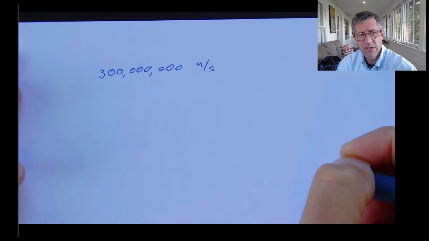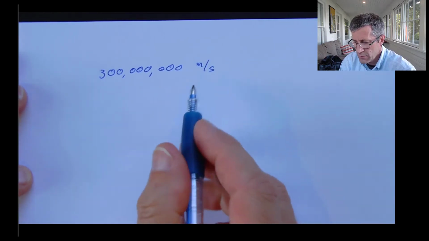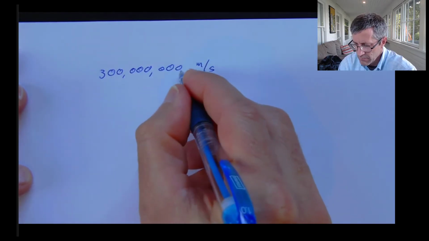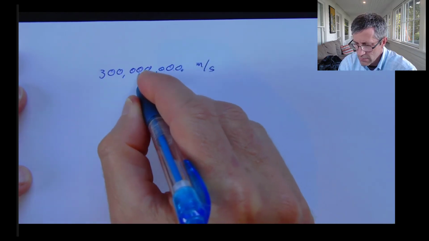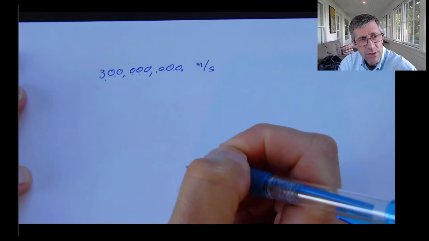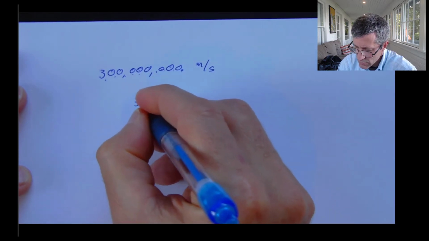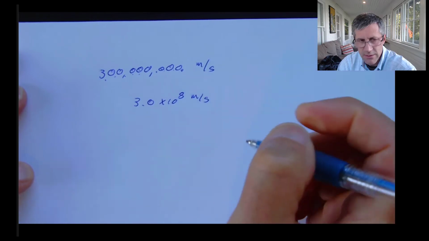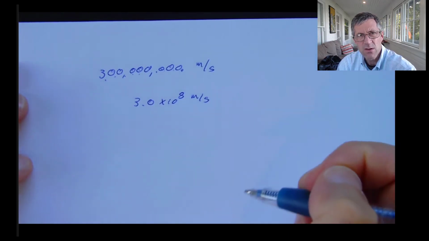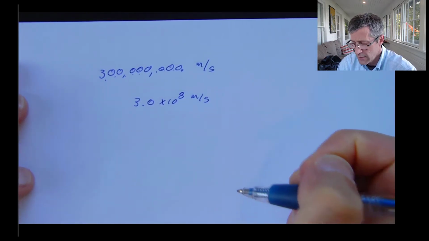Nobody likes typing that many zeros in, so we put it in scientific notation, where I start at my decimal point and move it 8 places, so it's 3.0 times 10 to the 8 meters per second. These mean the same thing, and I need you to recognize that they mean the same thing.